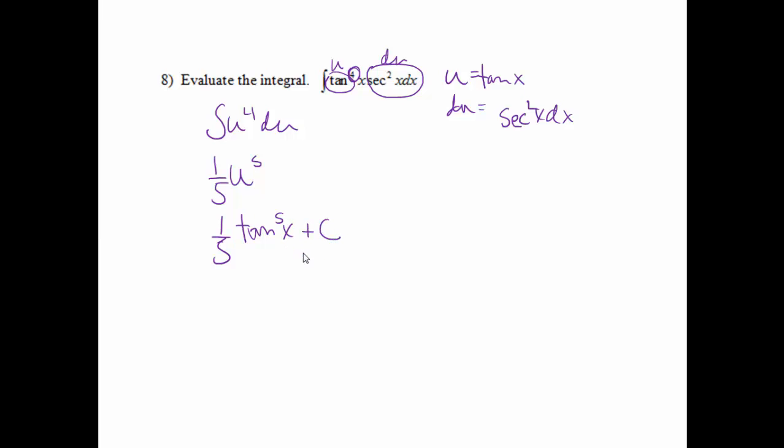Okay, number 9, we want to evaluate the integral from 0 to pi over 2 of 6 sine x square root of cosine x. Since we have a square root in our problem, we're going to let u be what is inside of the square root, so we'll let u equal cosine x. So du will equal negative sine x dx.